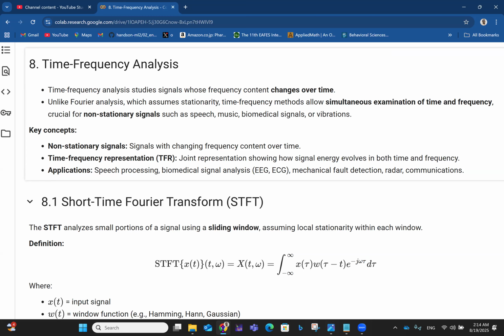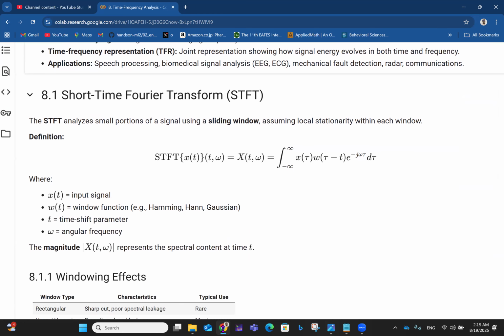When you talk about key concepts for time frequency analysis, you have non-stationary signals. Here you have signals with changing frequency content over time, and then you have time frequency representation, which is a joint representation showing how signal energy evolves in both time and frequency. Then you have applications in speech processing, biomedical signal analysis like for EEG, ECG, then mechanical fault detection, radar and communication. Of course, for mechanical fault detection, this can be given away by things like vibrations of machines. So there's a way a car is vibrating, and then you can know there's something wrong with it.